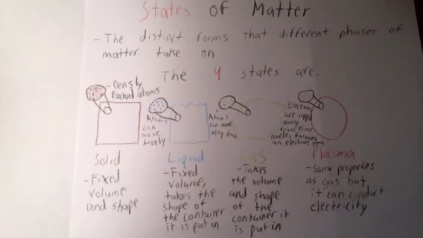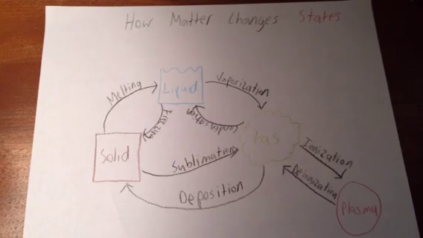Gas takes the volume and shape of the container it is put in. Their atoms can move around freely and very fast. Plasma has the exact same properties of gas, but it can conduct electricity. Well, that's great and all, but how does matter change from different states? For matter to change states, there needs to be a change in the energy of the matter in the form of heat.